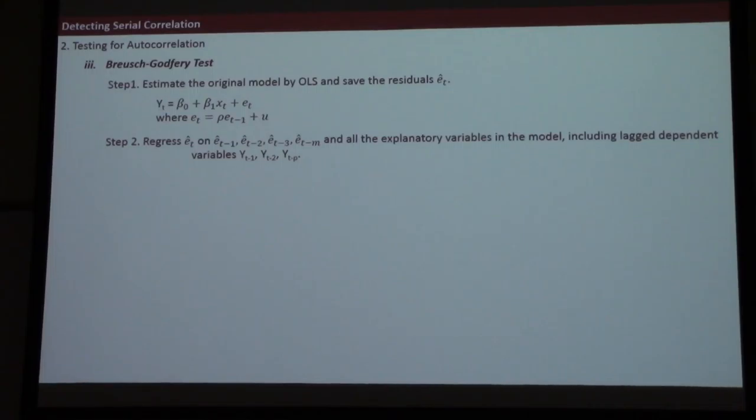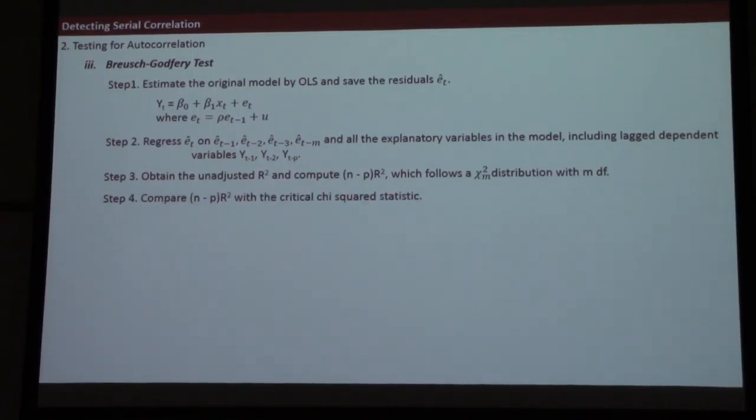Regress your saved residuals on lagged saved residuals, as well as all the explanatory variables in the model. So you get some nasty looking regression model. Obtain the adjusted R squared. Compute this n minus p times R squared, which follows a chi-squared distribution, and compare it with a critical chi-squared statistic.